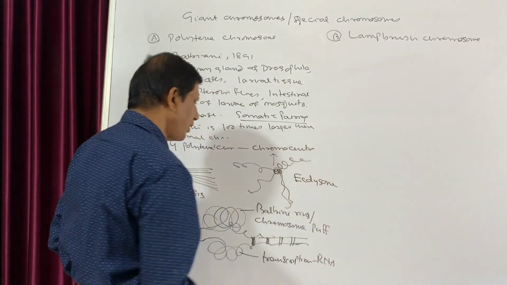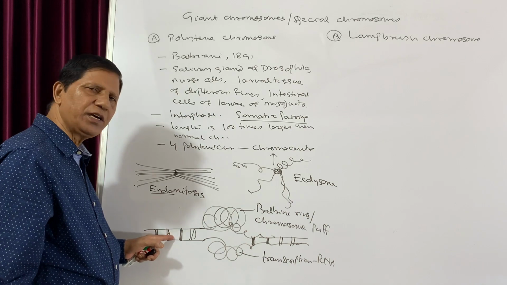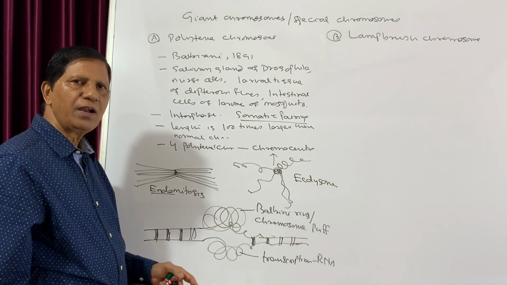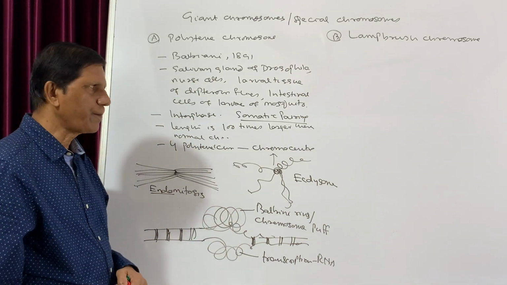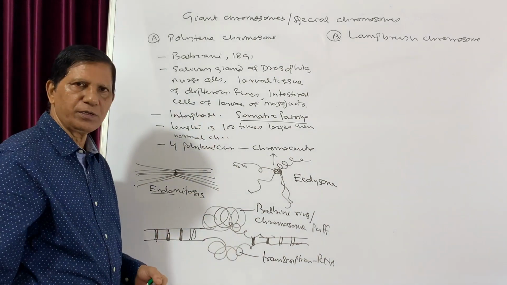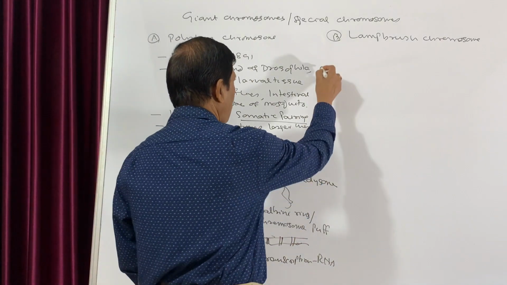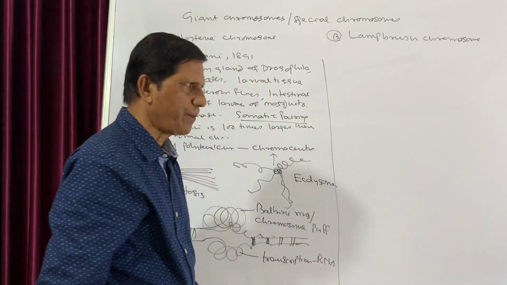Ecdysone. If ecdysone hormone is given to this polytene chromosome, then chromosome puffs can form, and here transcription of RNA takes place. So this is about the polytene chromosomes.